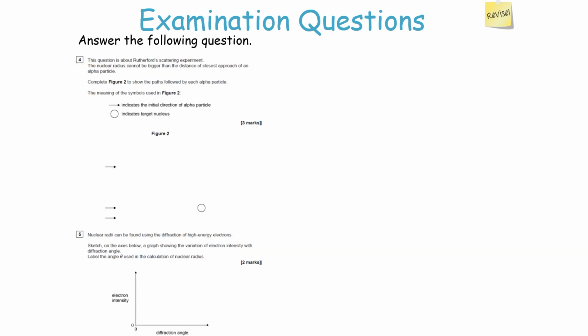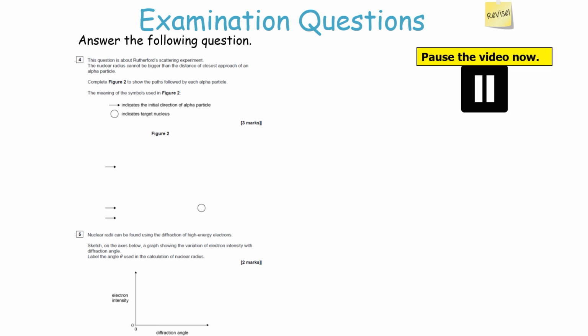Next question. This question is about the Rutherford scattering experiment. The nuclear radius cannot be bigger than the distance of closest approach of an alpha particle. Complete figure 2 to show the paths followed by each alpha particle. Then, the nuclear radii can be found using the diffraction of high energy electrons. Sketch on the axis below a graph showing the variation of electron intensity with diffraction angle. Label angle theta used in the calculation of the nuclear radius. So pause the video now, then unpause the video when you want to go through your answer.